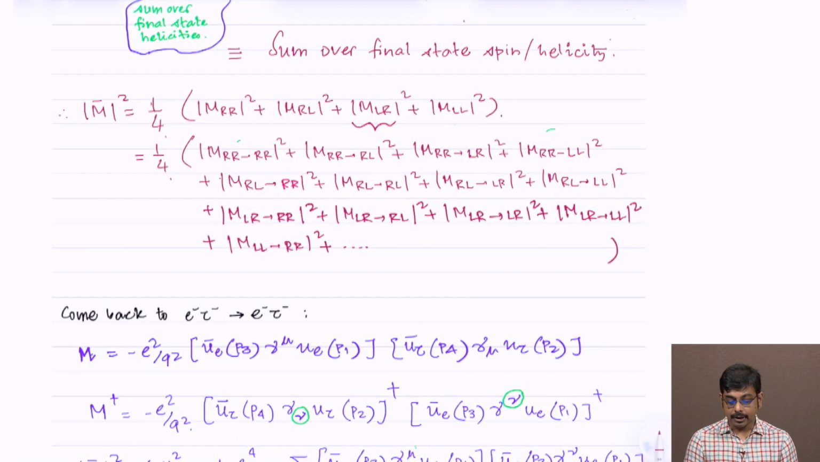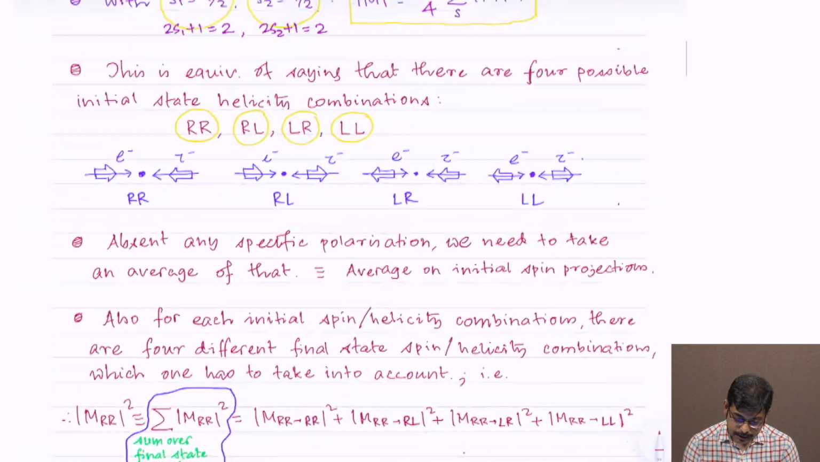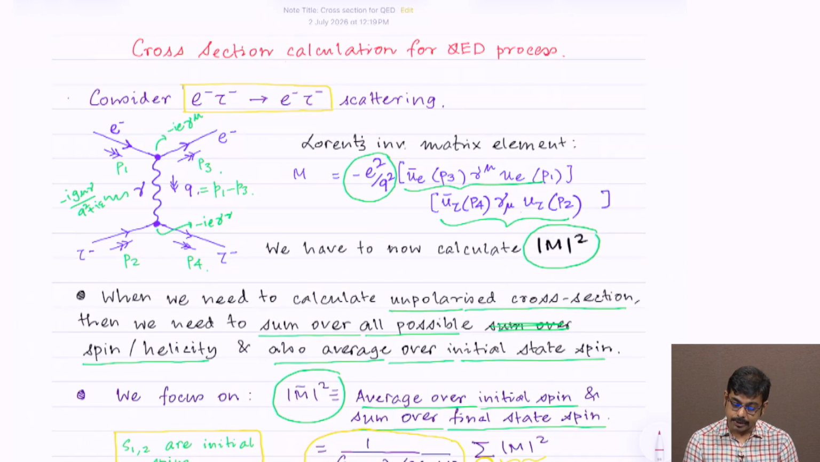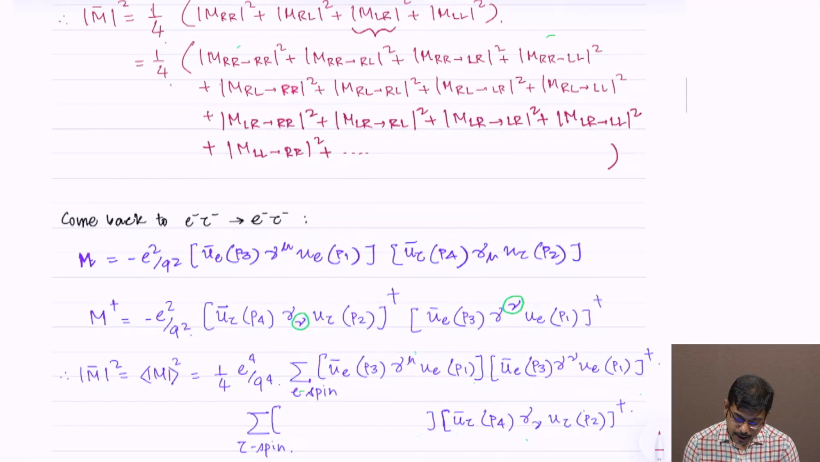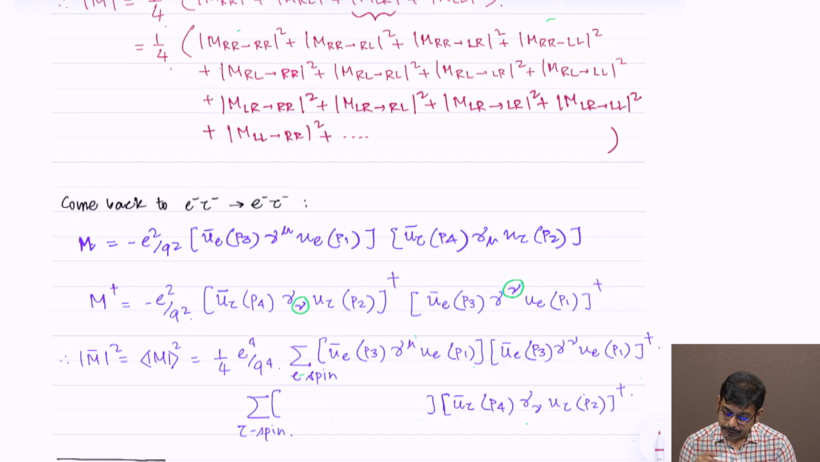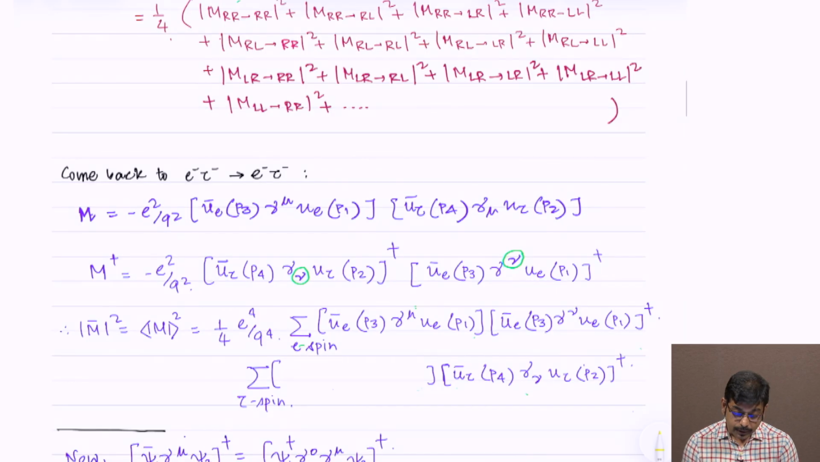So, let us come back to this particular process for which we were trying to calculate the matrix element square, which is e minus tau minus going to e minus tau minus. The matrix element is given by minus e square by Q square, u_e bar P3 gamma mu u_e P1, into u_tau bar P4 gamma mu u_tau P2. So, this is what we actually had. Now, the first thing that we have to do in order to find M squared is to find M dagger.